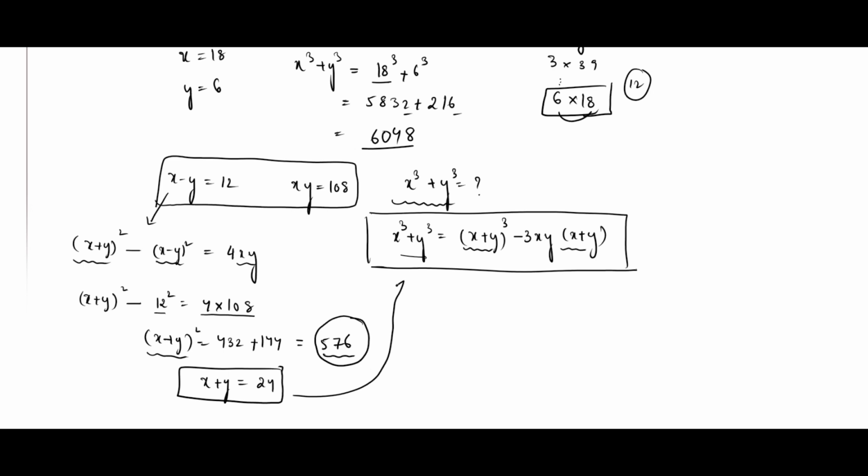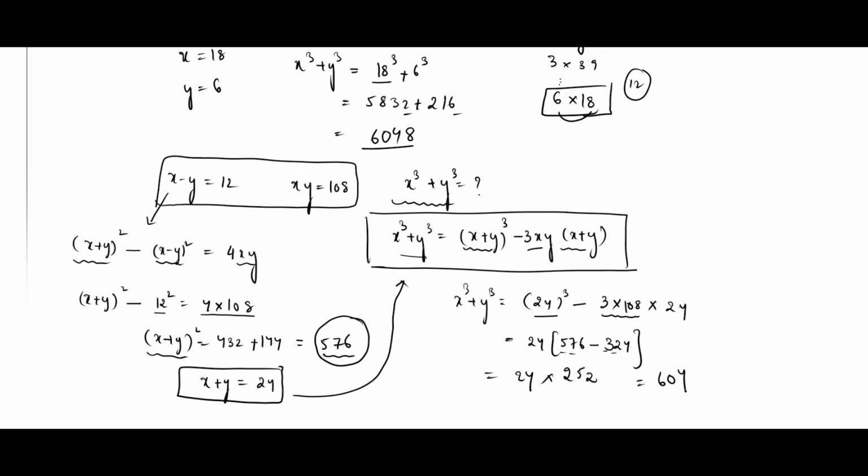So, if you substitute this x plus y value here, x cube plus y cube equals (x plus y) whole cube minus 3 times the xy value, which is 108, times (x plus y), which is 24. If you take 24 common, 24 square is 576, minus 3 times 108, which is 324. See here, 6 minus 4 is 2, 7 minus 2 is 5, and 5 minus 3 is 2. Multiplied with 24, you will get the answer as 6048.